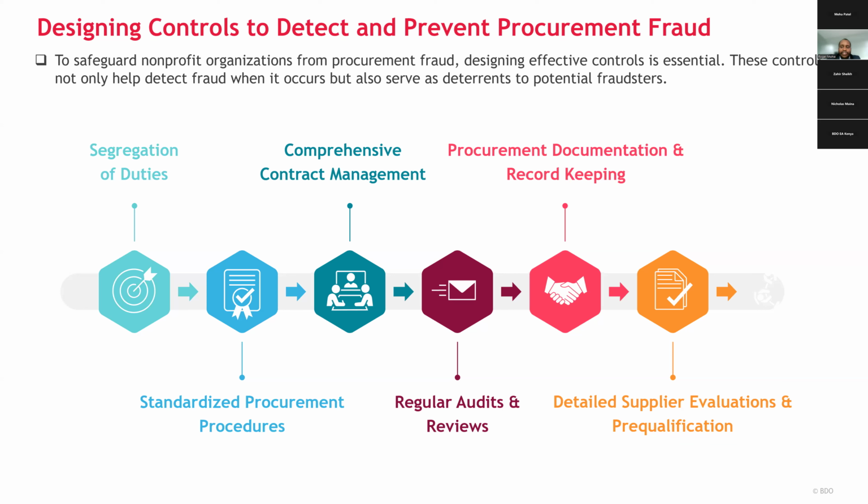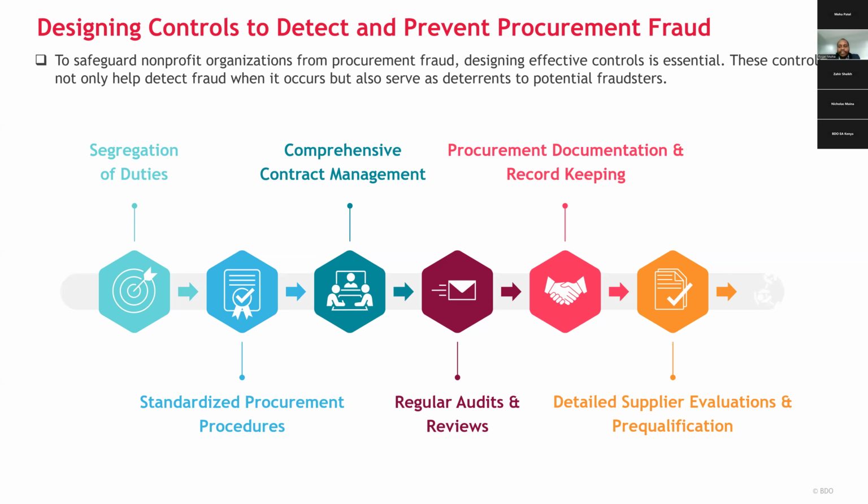The fourth one is regular audits and reviews. We've talked about it very much. One can have scheduled and even random audits of procurement records and practices. You can have third-party external auditors who come and periodically review your processes and controls within your procurement to uncover any issues that you may have. Then you can also have feedback mechanisms where employees can report suspected fraud in procurement. The fifth one is what I talked about earlier, procurement documentation and record keeping. Here, you ensure that you keep all your procurement documentation well.